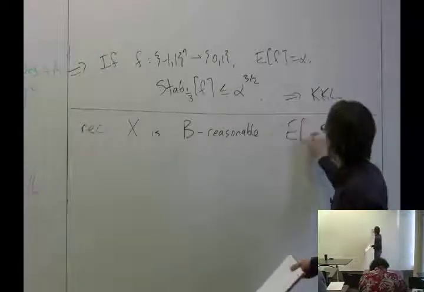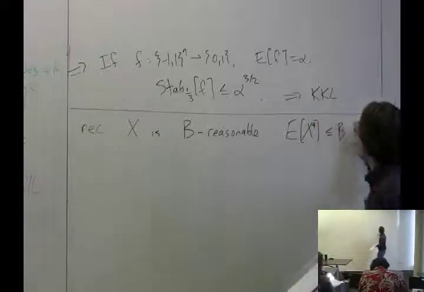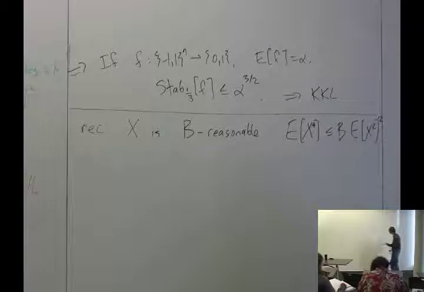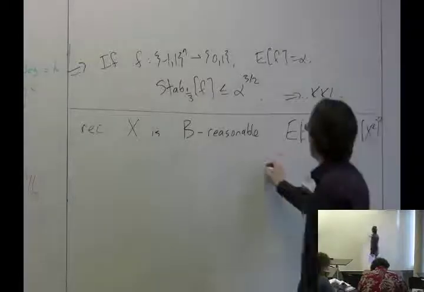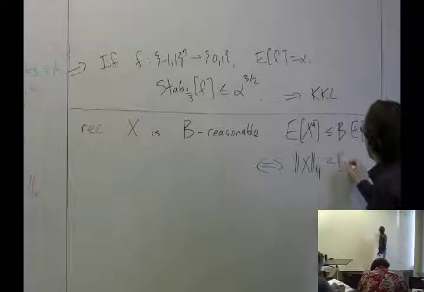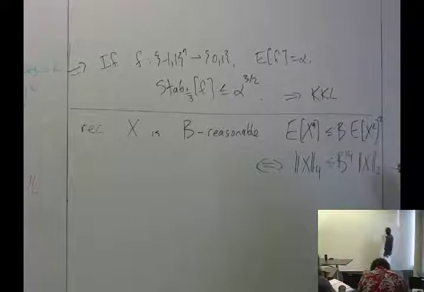So to remind you, this is our definition of being B-reasonable. Your fourth moment is at most B times the square of your second moment. Let me write this in terms of norms of the random variable. So I'll take the fourth root, and that's equivalent to this.